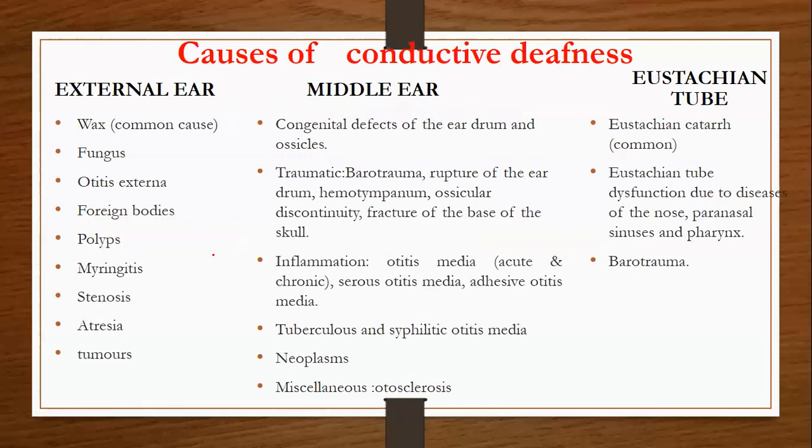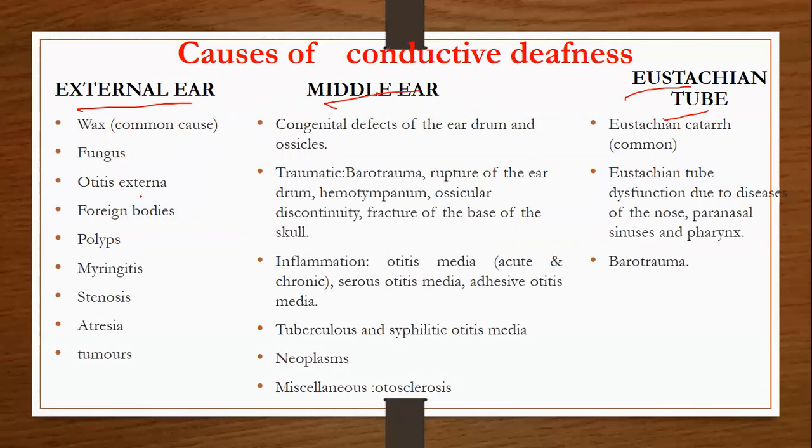Then the causes of conductive deafness. The causes can be divided under three headings: changes in the external ear, middle ear, and the eustachian tube. In the external ear, there can be blockage related to wax or impacted earwax. It is a very common cause for developing conductive deafness because it can block the external auditory canal.